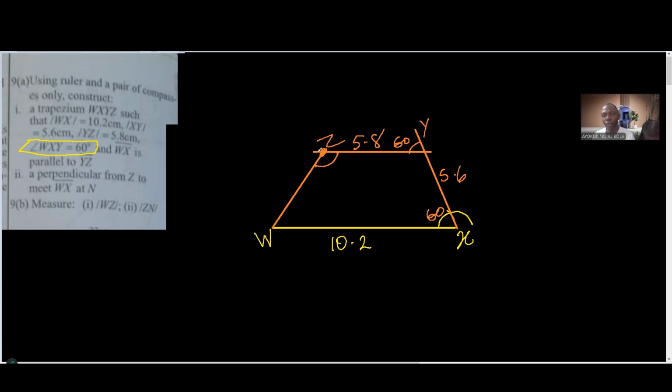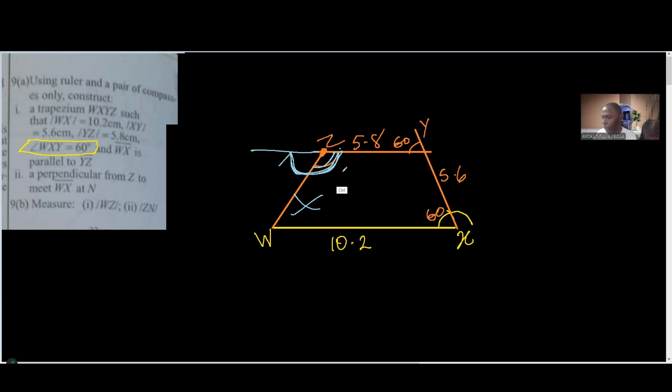If I'm going to construct a perpendicular from Z, this is angle Z. All I need to do is to extend this line a little bit, and maybe it's going to join back. So extend the line a little bit, then I'm going to have this 180 here. Then I will bisect this 180 and get a perpendicular line.